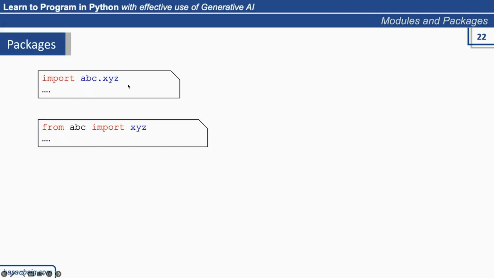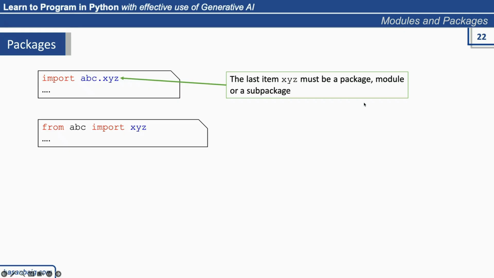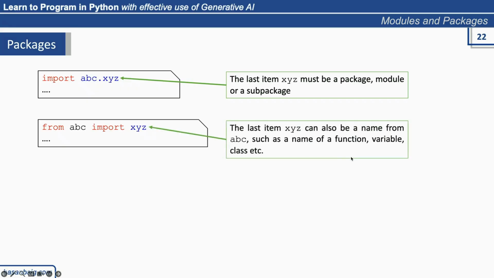In import abc.xyz, this xyz must be a package or a module, or it could be a subpackage. It cannot be an object name, a variable name inside the file, or a function name inside any module that you are importing. So xyz must be the name of a module, a package, or a subpackage. Here in the from case, xyz can be an object name, a variable name from ABC, or a function name from ABC. So that's the difference between the two.